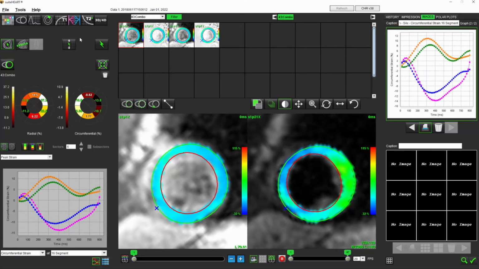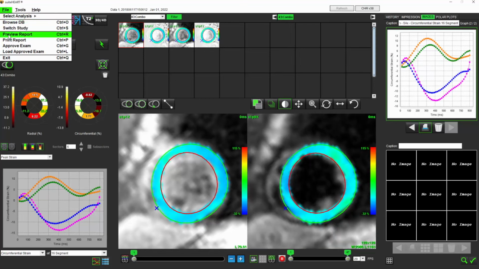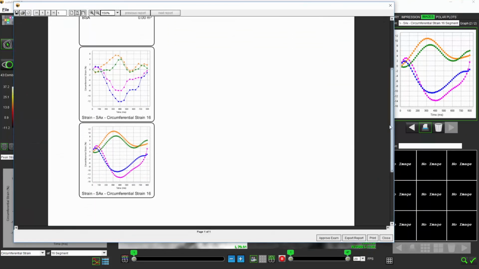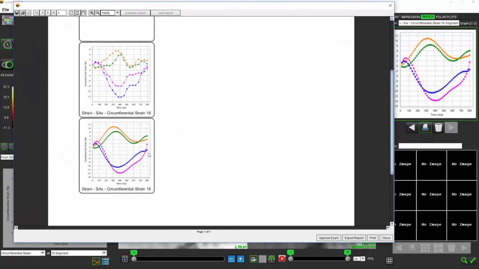And now I'm going to go to the report, and we can compare the upper trace, which is done with feature tracking, and the lower trace, which is done with DENS. You can see qualitatively the results are quite similar. However, the DENS data looks prettier because it's smoother, and you can see clearly why it's really the gold standard for assessing myocardial strain. Thank you very much.